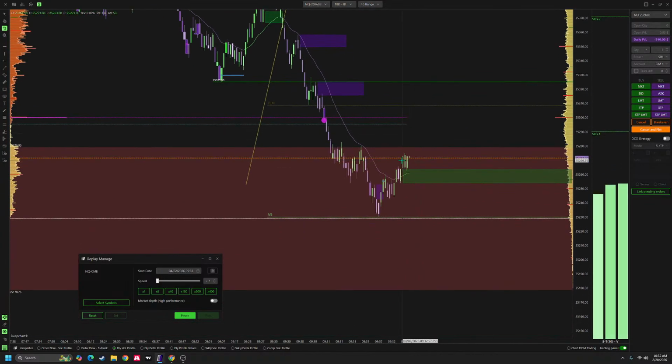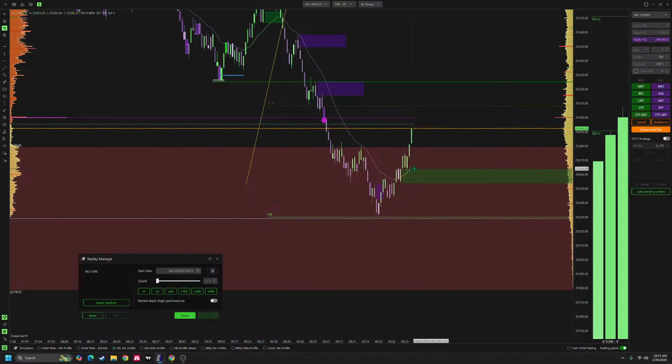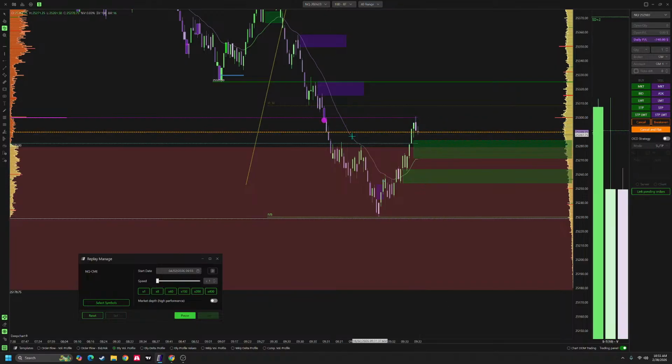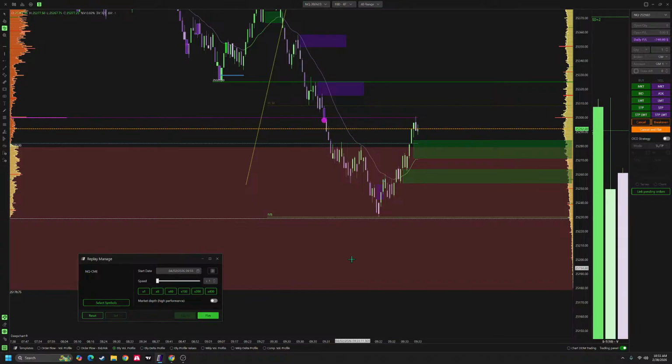So now we have a zone print. We actually tapped back into it, but we missed it because it happened so fast. Did not give us time. However, we could come back, right? So now I have my bias. I'm actually bullish here. So we're gonna pause this for 1 second.